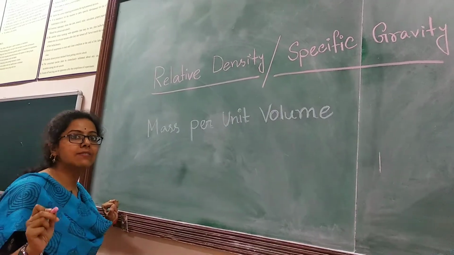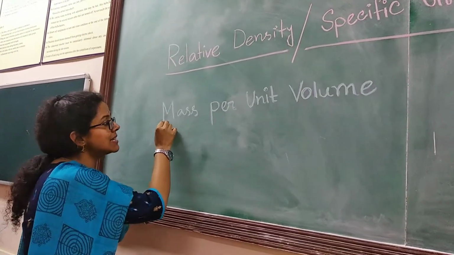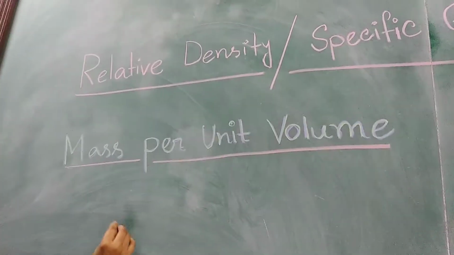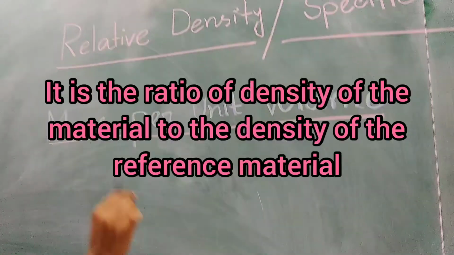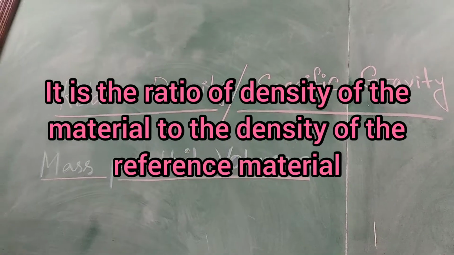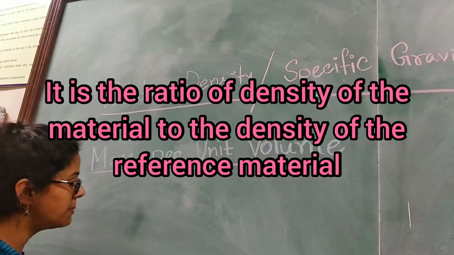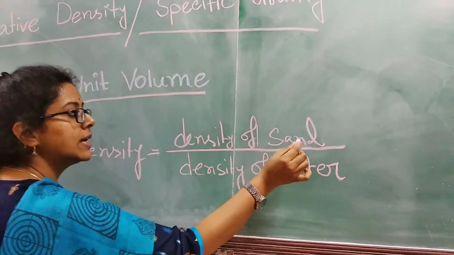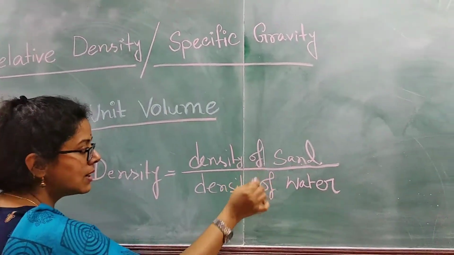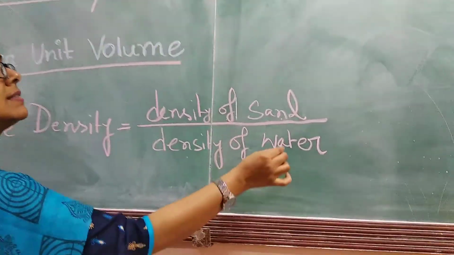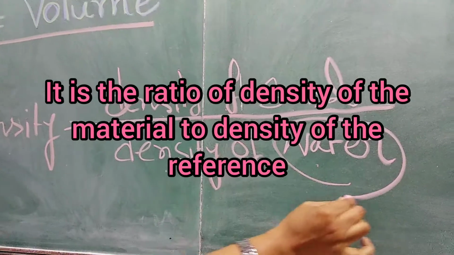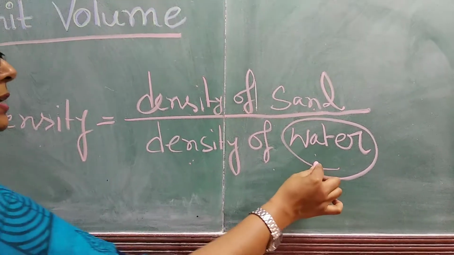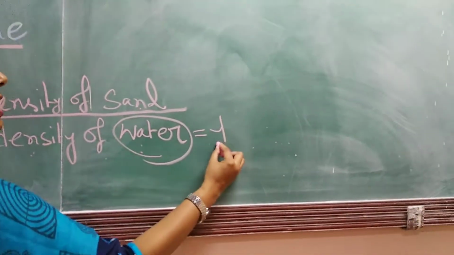So what is relative density? We all know that density is mass per unit volume. So relative density is the density of an object to the density of the reference material. That means relative density will be the density of the object, here we are taking sand, divided by the density of the reference material. Here we are taking water as reference material. We all know that the density of water at 4 degrees centigrade is equal to 1.